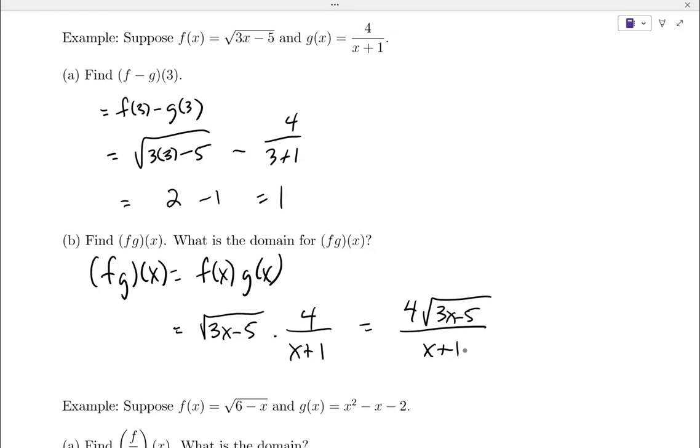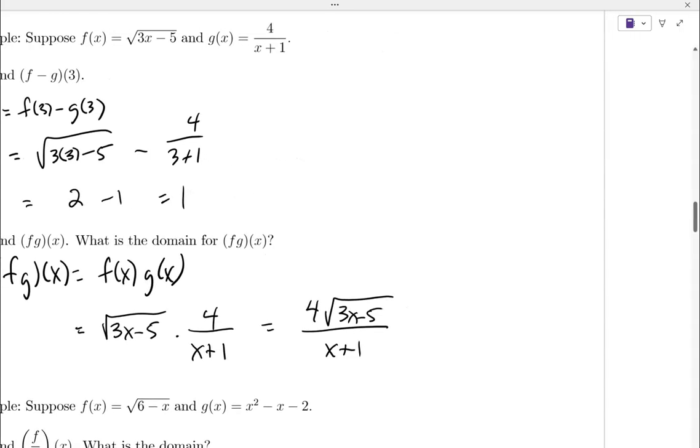So that's what we get when we multiply those two things together. The second part asks us for the domain. So what can go wrong with your domain here? 0 in the denominator is one of them, and what else? Yeah, the negative under the square root, right?